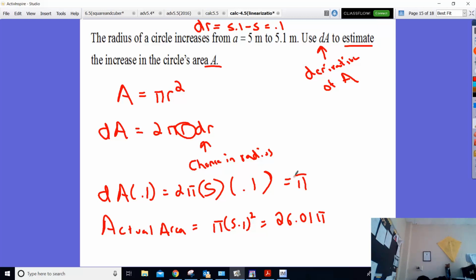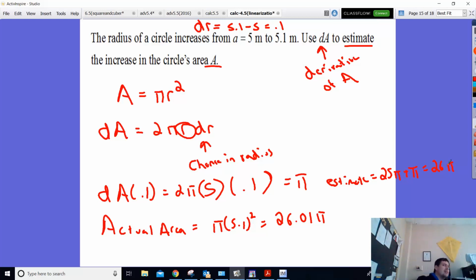That means that the circle's area increases by pi units. So the estimate is the original circle of 25 pi plus pi, 26 pi. We estimate that we'll have area 26 pi, square inches, centimeters, wherever this thing is written in, compared to the actuality of 26.01 pi.